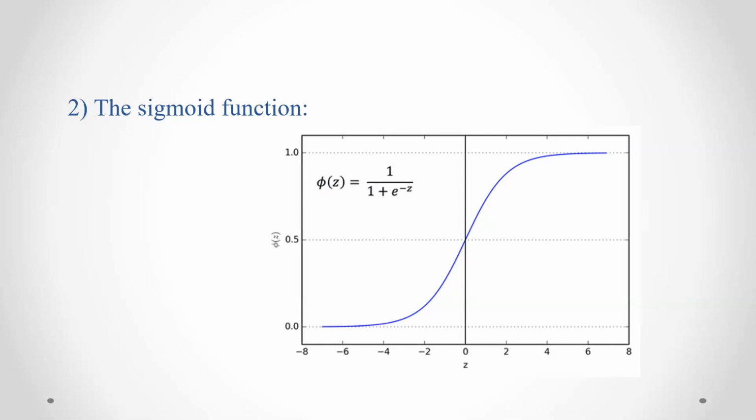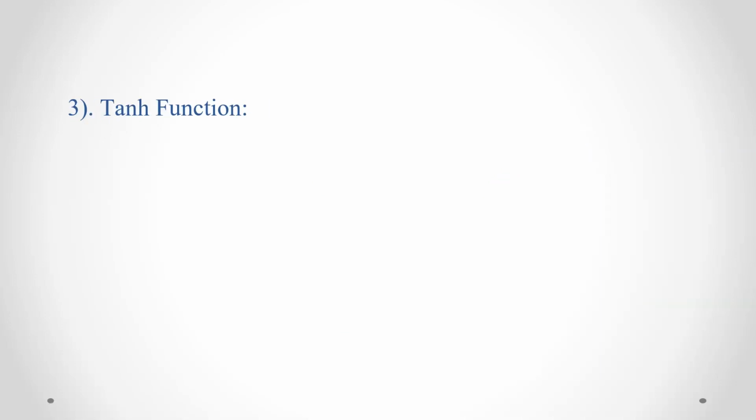It goes from 0 to 1. Then next comes the tanh function. The tanh function, also known as the tangent hyperbolic function, is an activation function that almost always works better than the sigmoid function. It is simply a sigmoid function that has been adjusted. Both are related and can be deduced from each other.